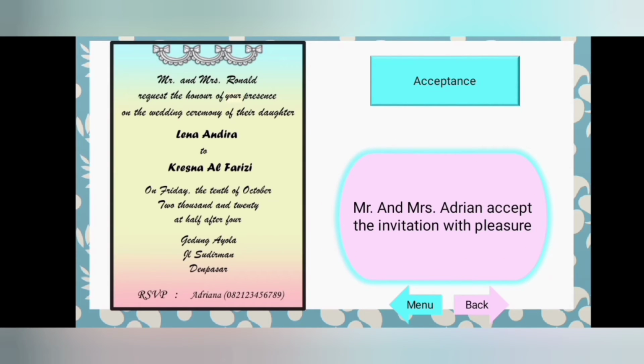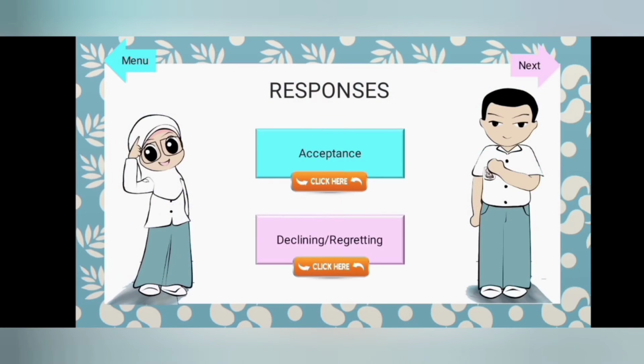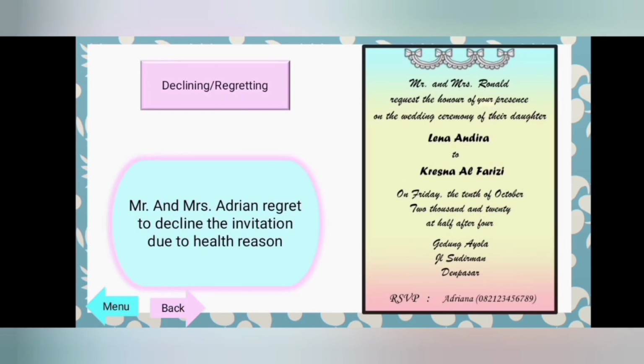Then, how about if you cannot come to that event? Yeah, there will be declining or regretting. So here for the example, Mr. and Mrs. Adrian respond like this. Mr. and Mrs. Adrian regret to decline the invitation due to health reason. It shows that they cannot come to the Mr. and Mrs. Ronald event because maybe one of them is sick. Mr. Adrian, for example, then Mrs. Adrian has to cure him, thus they cannot come to that event.